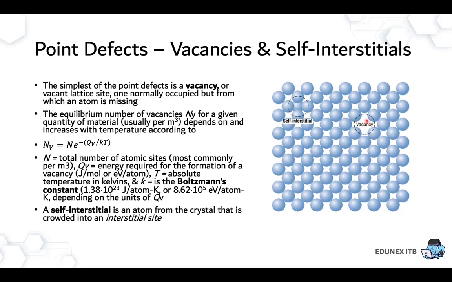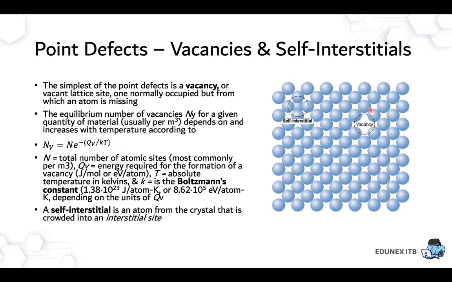The total number of atomic sites that are required for the formation of vacancies is actually quite a lot. The equilibrium number is a function of the energy required, divided by temperature. We call it the Arrhenius relationship, the same Arrhenius relationship that you also see in the kinetics of chemical reactions.